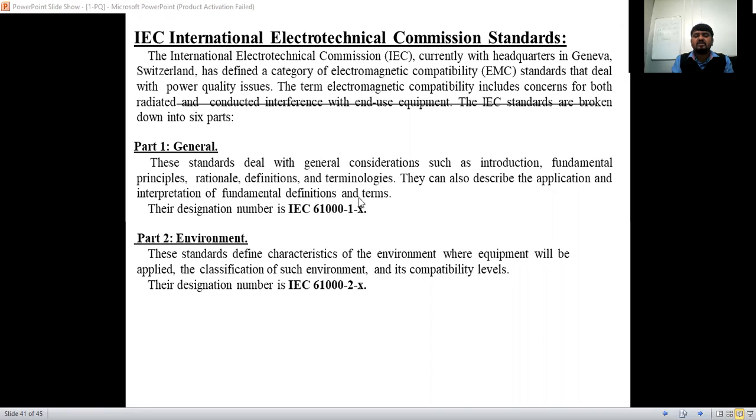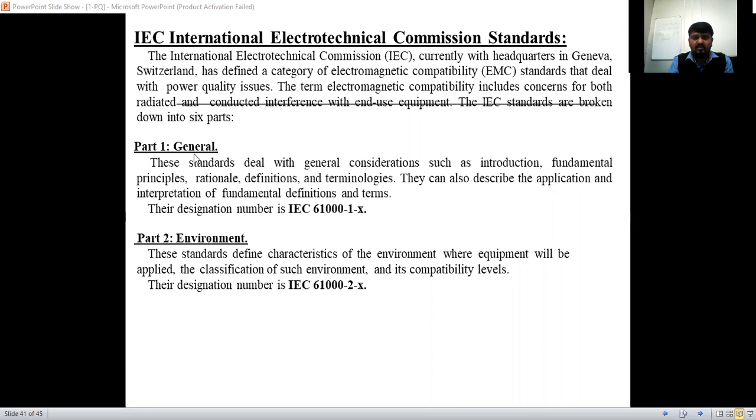61000-X. This 61000 is an IEC standard. One indicates part 1, and X, in this part 1, relates to the fundamental principles: 1 is introduction, 2 is rationale, 3 is definitions, 4 is terminologies, and so on. Again, it is subdivided as per the policies. So this is the designation number of IEC part 1, which is called general.